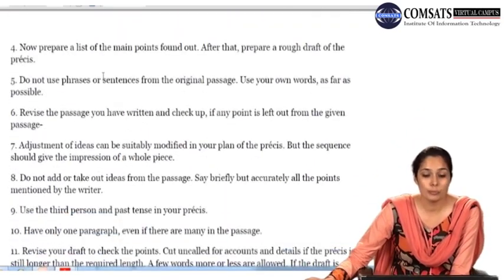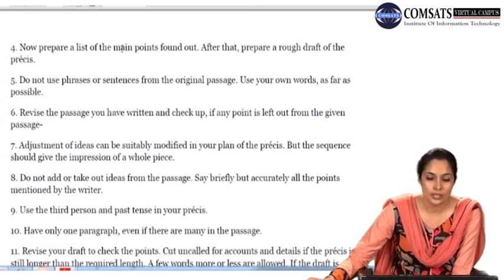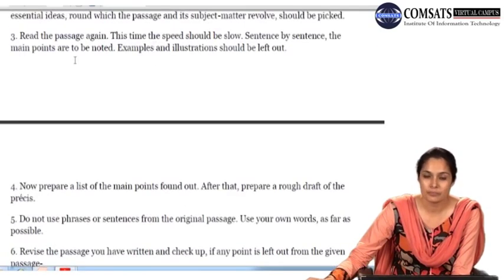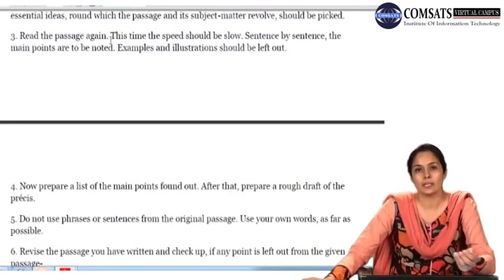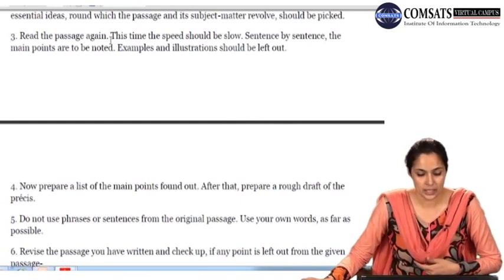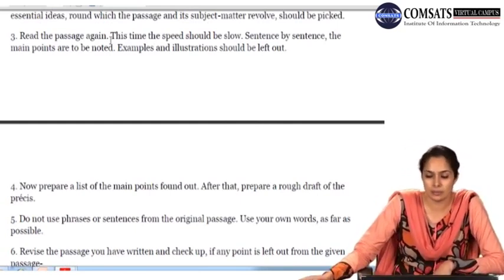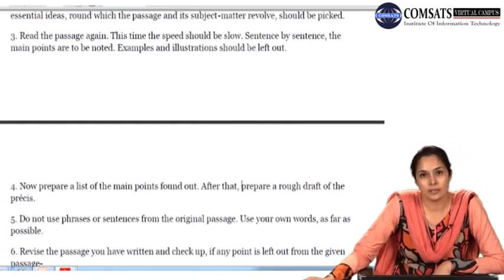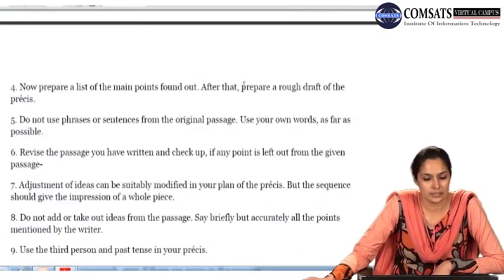Number 4, now prepare a list of the main points found out. After that, prepare a rough draft of the Prezi. Now, before you go over to the main points, you have to do this. Read the passage so many times that you understand what your main points were. Make a separate list of those main points. Now, from that, start making your draft of the Prezi.